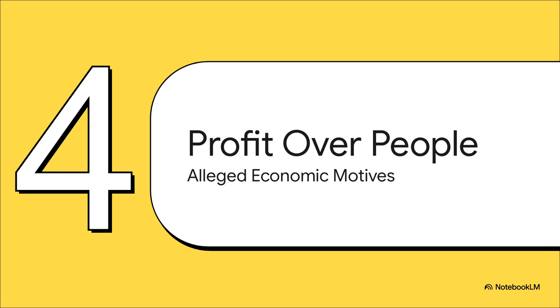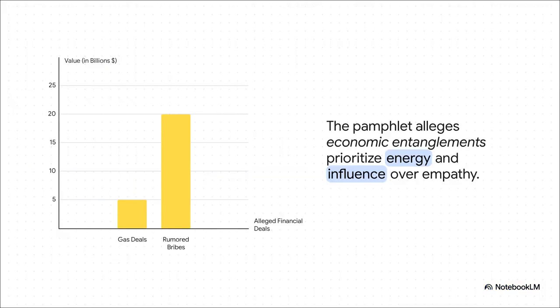Well, according to the pamphlet, it all comes down to one thing: money. The source argues that these deep economic ties just completely overrode any sense of duty or shared identity. This chart really tries to put a number on it, to show the scale of the financial motives the pamphlet claims are at the heart of all this. On one side, you have billions in gas deals, which connects back to that accusation against Egypt. On the other, you have the rumored tens of billions in bribes, which it links to Saudi Arabia. The whole point of showing these huge numbers is to argue that the financial stakes were just unbelievably high.